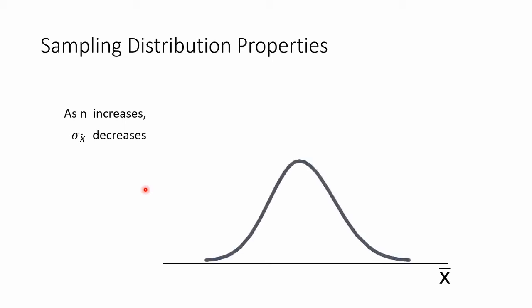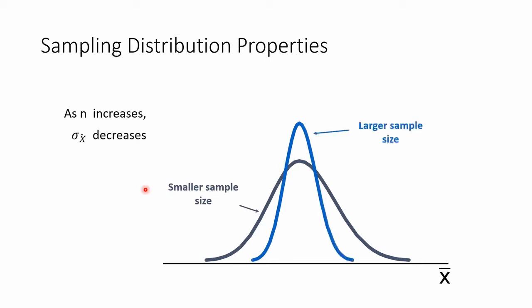Now, if you notice, as n increases, the standard deviation of your sampling means would decrease. So here you have a small sample size. Now, if your sample size increases further, it would look something like this. So if you notice, the standard deviation of your sample mean has decreased.